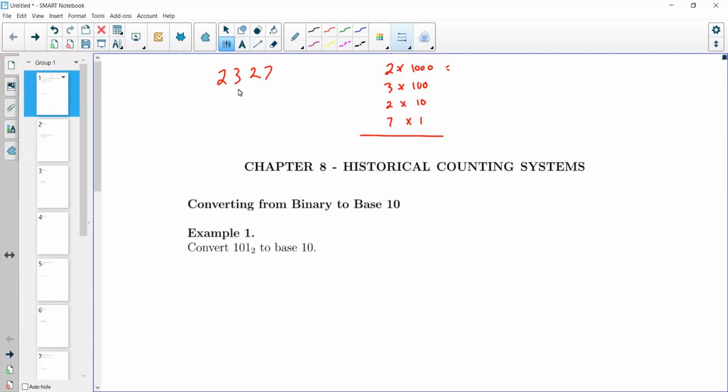Well, 1,000 is simply 10 to the third power. 100 is 10 to the second power. And 10 is 10 to the first power. And 1 is 10 to the 0 power, because anything to the 0 power is 1.